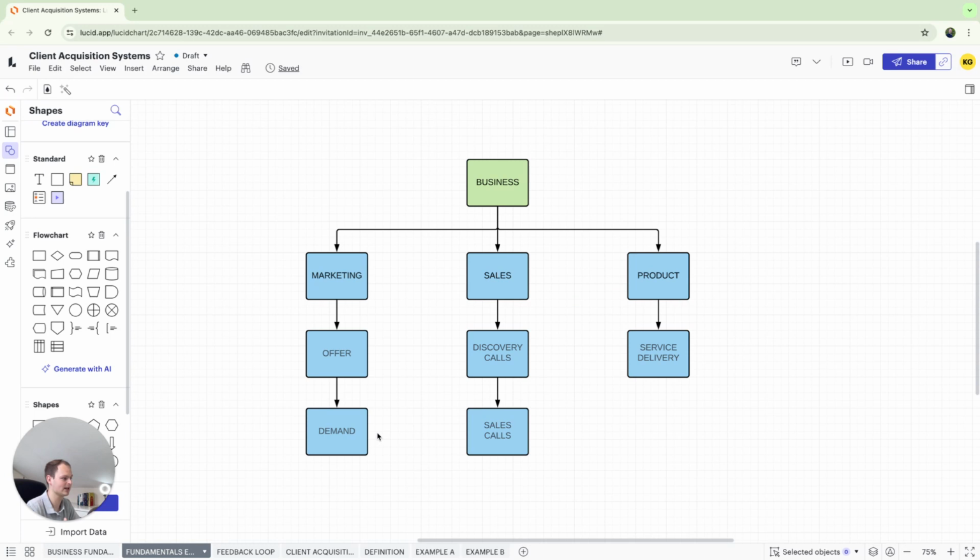In order to sell to customers, we need to generate demand so that we have prospects to sell to. We generate demand by delivering our offer to the right people at the right time. Now, within sales, we have discovery calls and we have sales calls. In order to ensure we're selling to the right people, we first ask discovery questions to see if they will be the right fit for our business to help them.